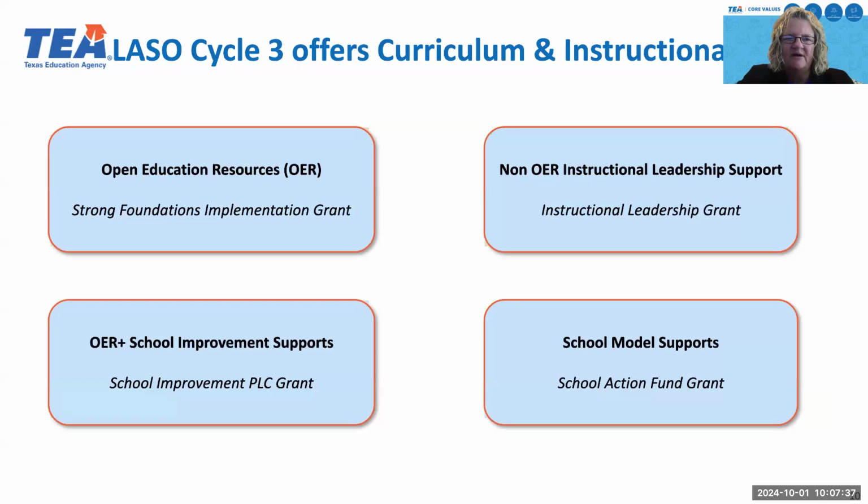Along with our grant offerings, we're also offering 3 curriculum and instructional bundles. So think of it in terms of an OER pathway, that is, open education resources, that begins with our Strong Foundations Implementation Grant. Then if you are a federally identified or Title I campus and would like additional supports for school improvement, you would also apply for the School Improvement PLC grant, considered an add-on to the OER SFI grant, but with additional support. If you're looking for a non-OER path, you are looking at the Instructional Leadership Grant. Then you can also apply for the School Action Fund grant if you'd like more school model support.